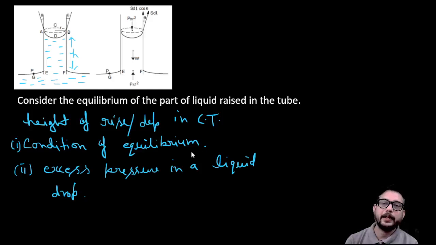So there are two methods. We can simply say that by using any one out of the two, you can easily calculate the height of rise or depression in a capillary tube. Firstly, we will discuss the first method, that is the condition of equilibrium.